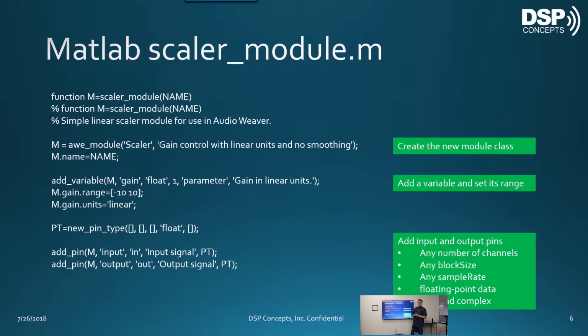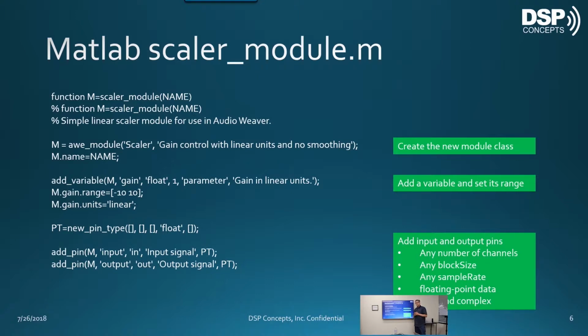Next you assign the name inside the data structure. Then you add variables to the module. And this module is just a simple multiplier. So there's a single variable called gain. You can see it's a floating point data type. It has a default value of 1. How is this variable used? Is it a parameter that's settable by the user? Is it a derived variable, which means, for example, maybe it's a filter coefficient which is computed based on other parameters? Maybe it's a state variable that's updated by the processing function, and so forth.